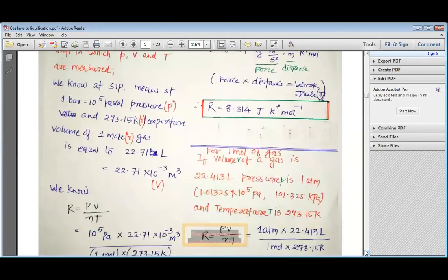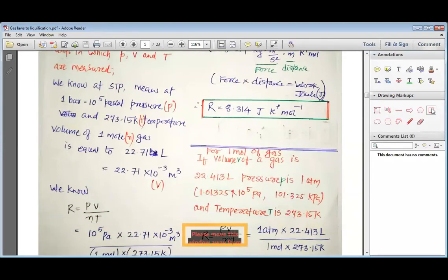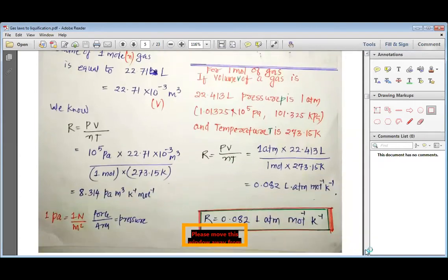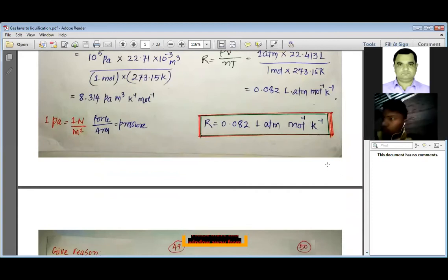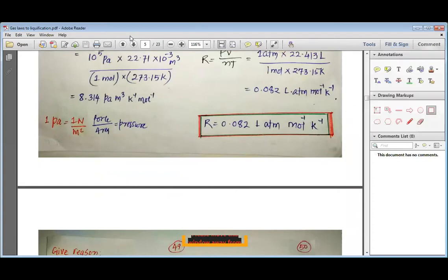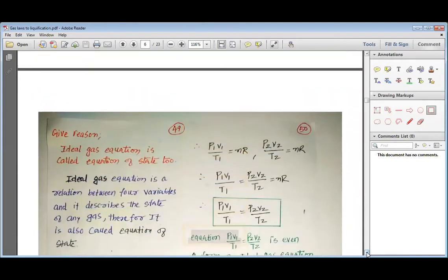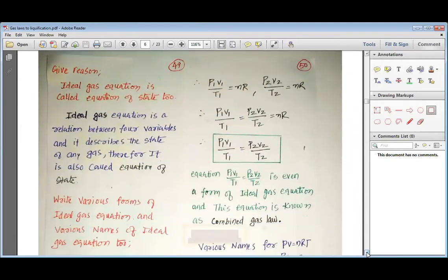We know that the universal gas constant R is 8.314 joule per Kelvin per mole. At the same time, we may have the value of universal constant R equal to 0.082 liter atmosphere per mole Kelvin. So this is how, my dear students, we can easily understand the two different values of R, which is known as the universal gas constant.